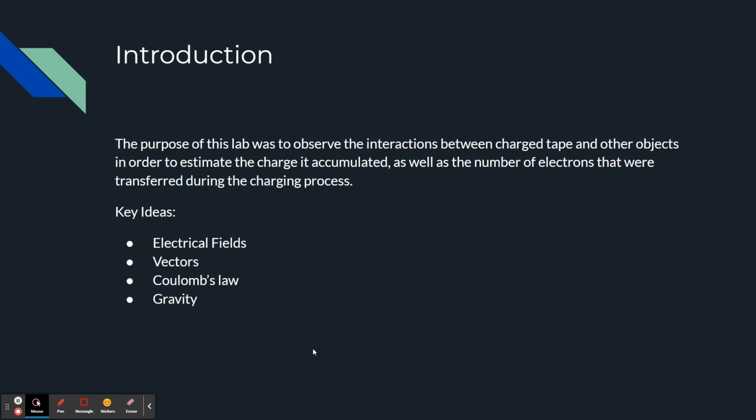So, to introduce this lab, the purpose of it was to observe the interactions between charge tape and other objects, in order to estimate the charge it accumulated, as well as the number of electrons that were transferred during the charging process. The key ideas that we're going to be discussing in this lab are electric fields, vectors, Coulomb's law, and gravity.